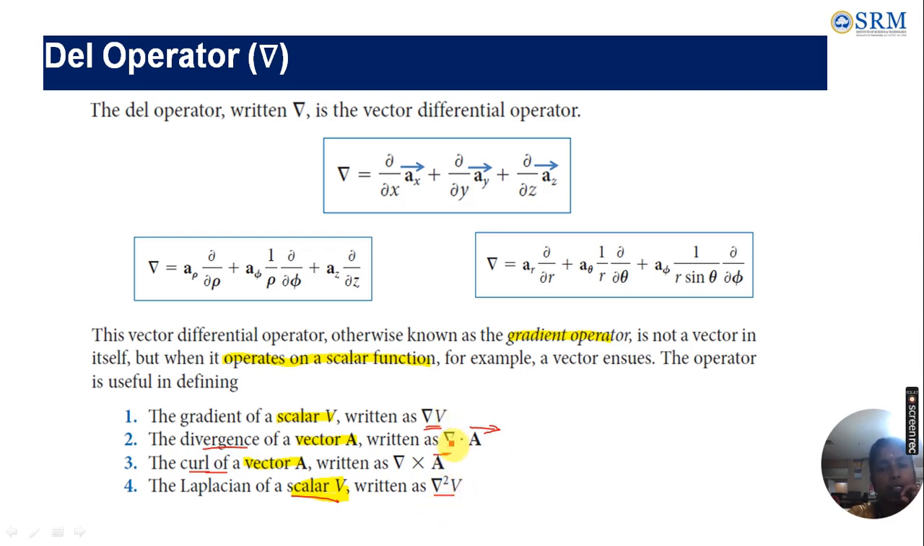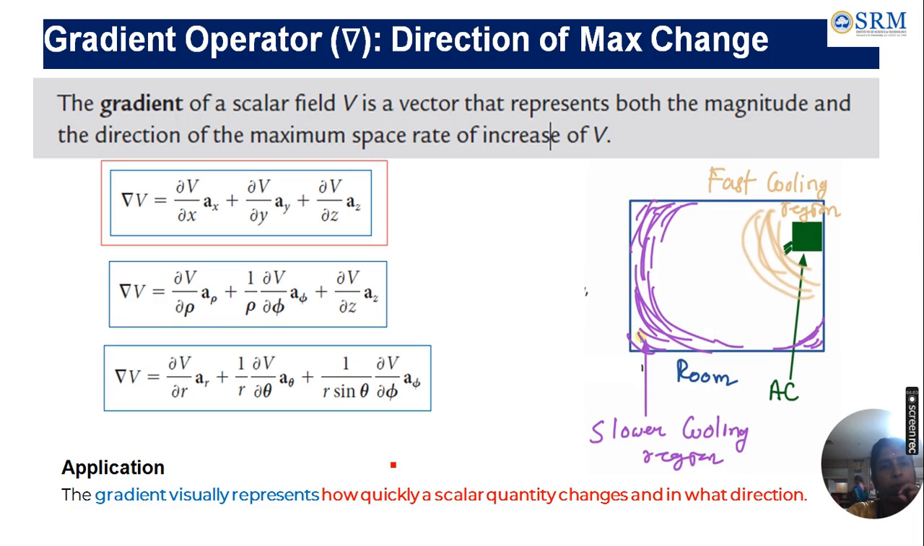The dot product of the del vector and the vector field is divergence, whereas the cross product of the same is curl. So today in this entire session we will be focusing only on the gradient and divergence, and we will do one small problem there.